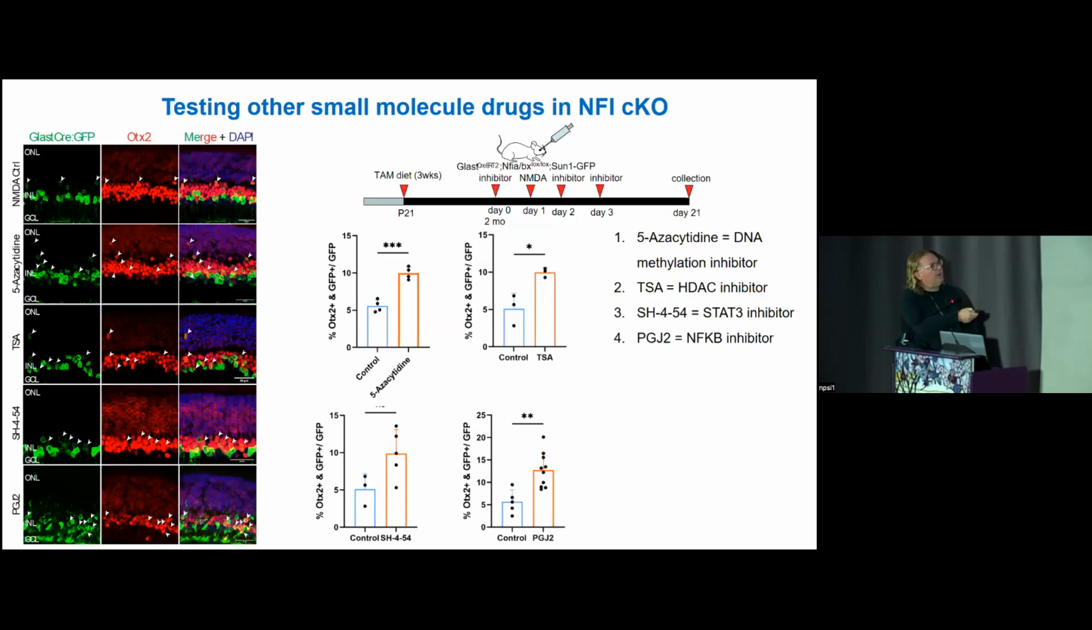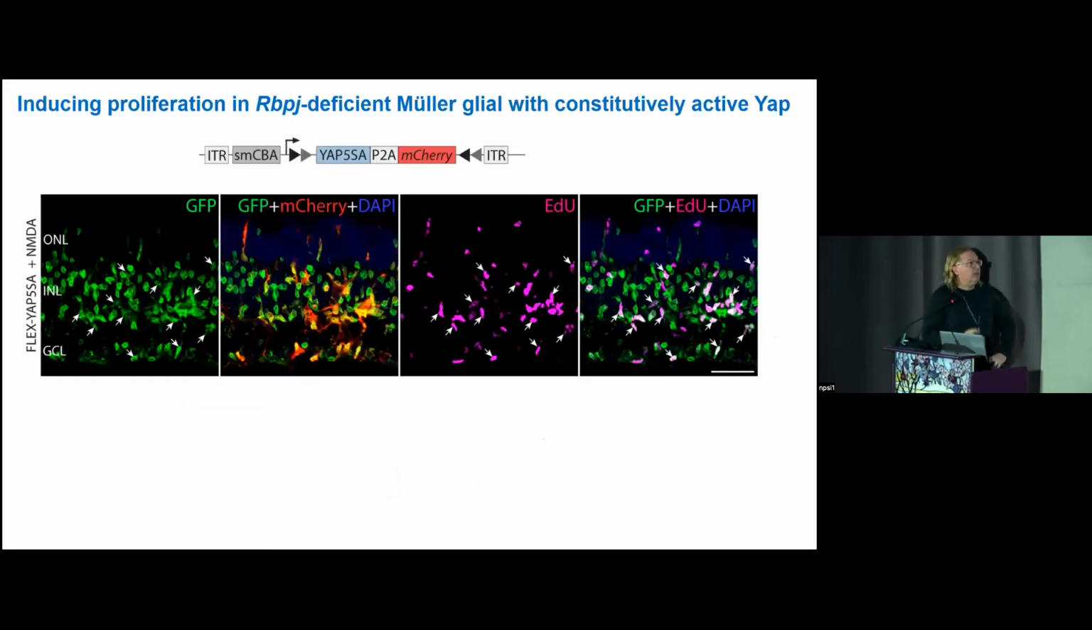Here, this is all work done using the NFI mutant mice. We've treated with small molecules that are predicted to increase DNA or chromatin accessibility, so 5-azacytidine, which is a DNA methylation inhibitor, or trichostatin A, which is an HDAC inhibitor, or drugs that reduce inflammation, so STAT3 and NF-kappaB inhibitors. All of these roughly double the observed rates of neurogenesis. We're now working on combining these into polydrug cocktails.